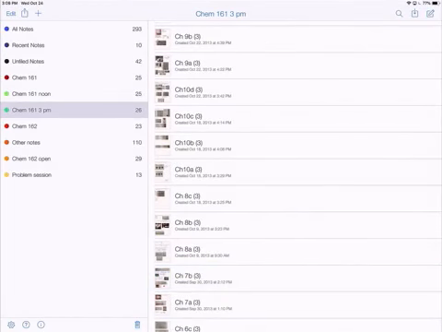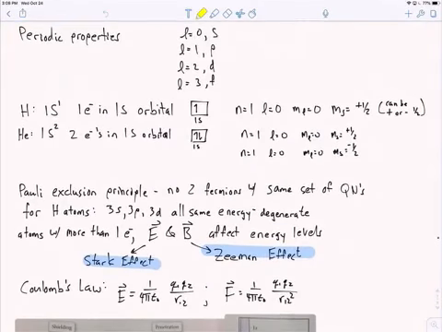Okay, now we're on to chapter 8, talking about periodic properties. And much of this I've already spoken about. So defining the orbitals for angular momentum quantum number l: when l is 0, it's an s orbital; 1, it's a p orbital; 2, it's a d; 3, it's an f.